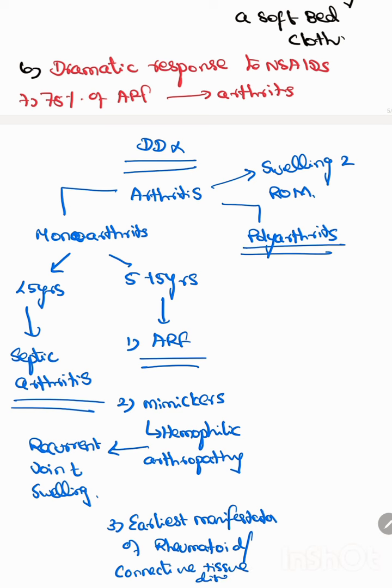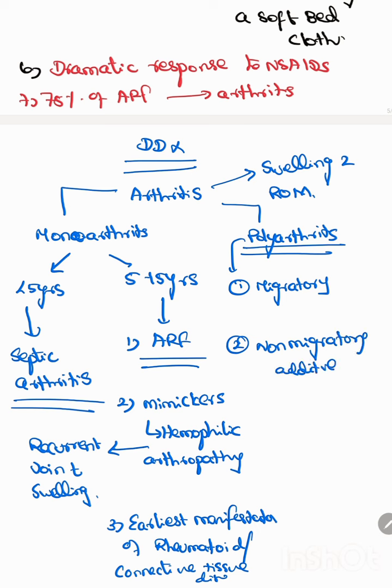Next, coming on to the polyarthritis. This polyarthritis can be divided again into migratory and non-migratory, that is additive. This migratory polyarthritis is again acute rheumatic fever, and non-migratory or additive arthritis can be divided into deforming and non-deforming.